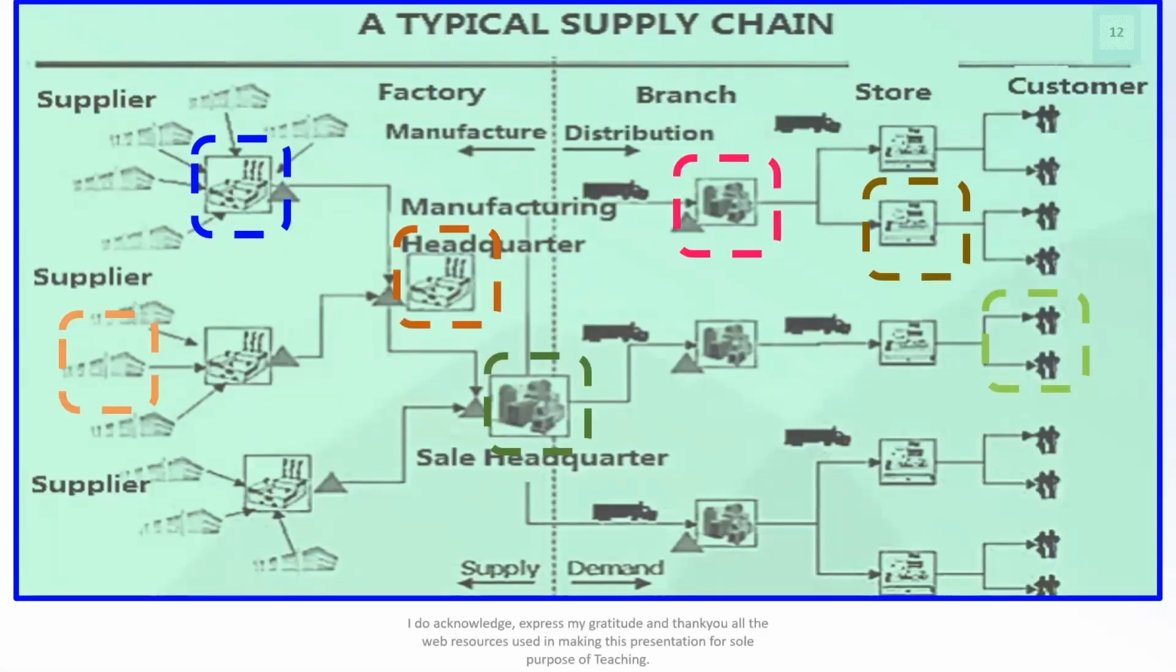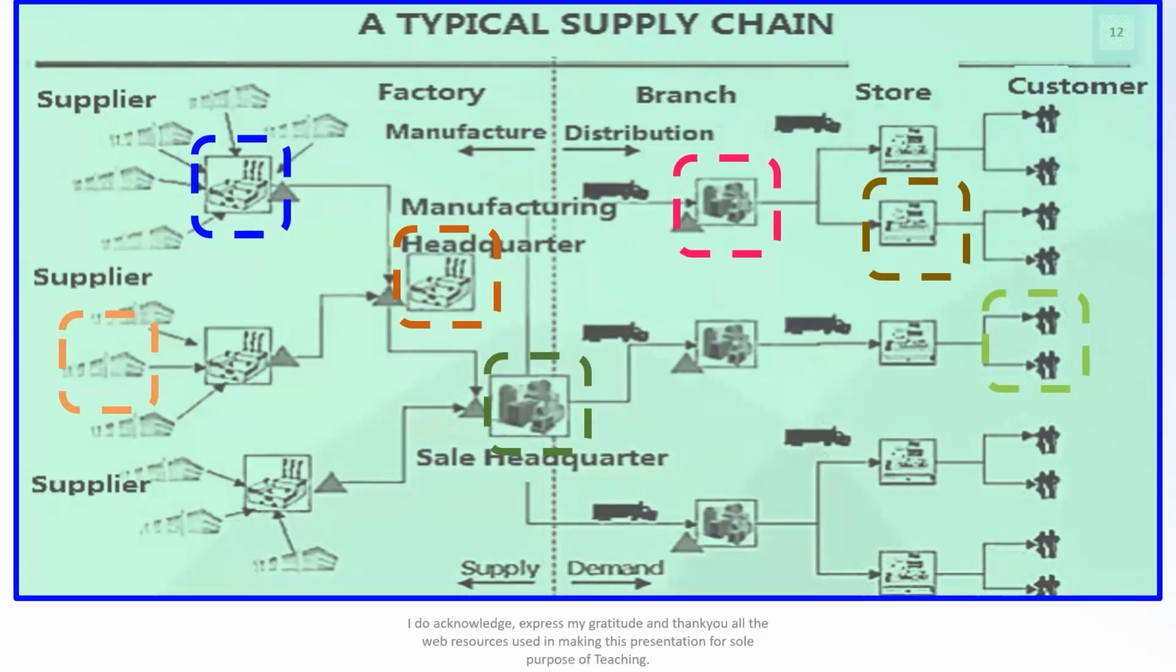You can see the trucks moving to the different distribution branches, then it goes to stores, and from stores, it goes to the customer. So the second half of the picture is the demand side of the supply chain, whereas the left-hand side is the supply side of the supply chain. So supply is one side, demand is one side.